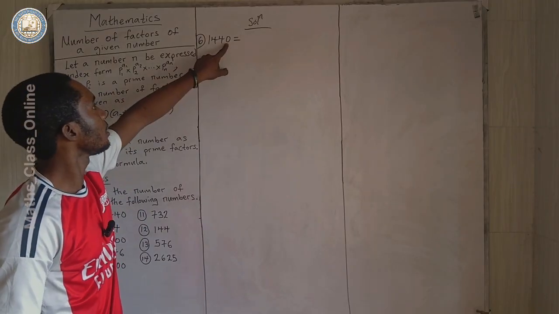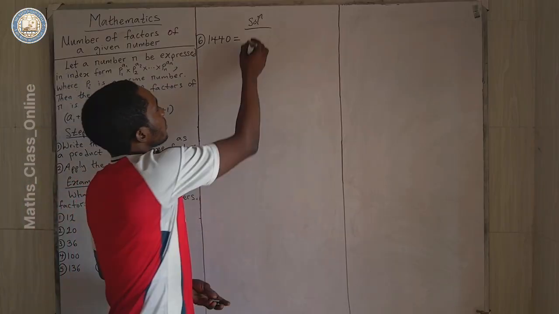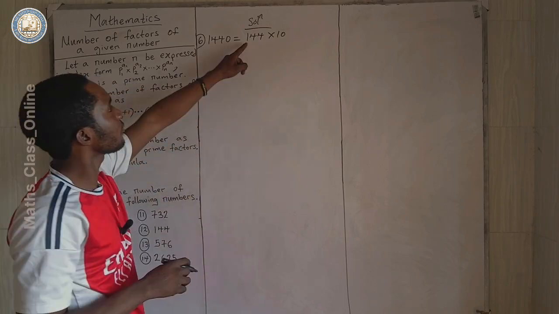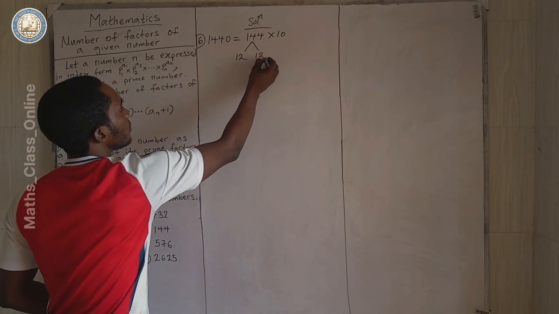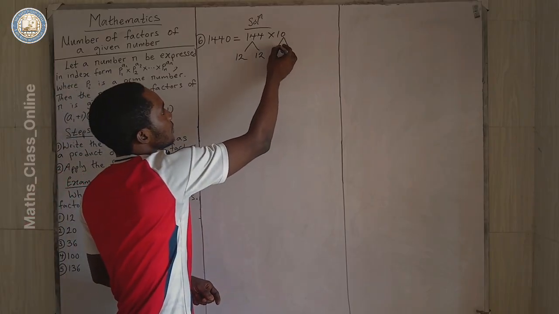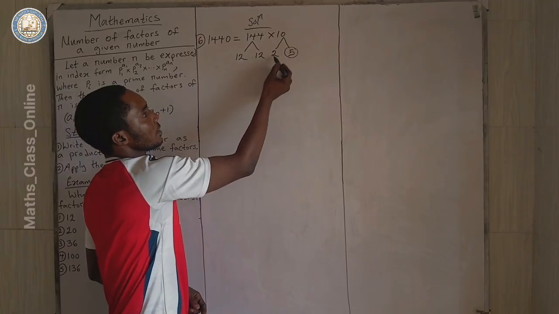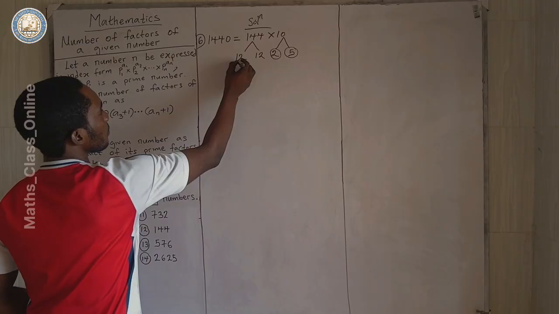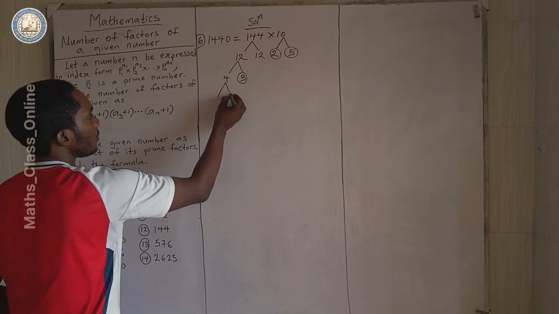1440. The last digit here is what? 0. That means this number is divisible by 10. 144 times 10. 144 can be written as 12 times 12. Also, 10 is 2 times 5. 5 is a prime. 2 is a prime. 12 is not a prime. That means we will have this to be 4 times 3. 3 is a prime. 4 is not a prime.